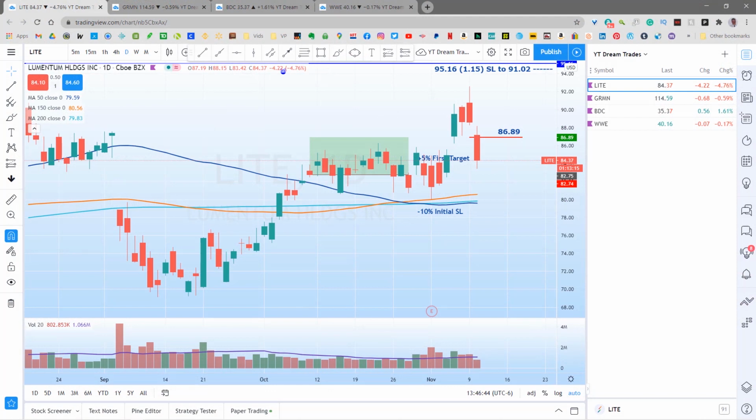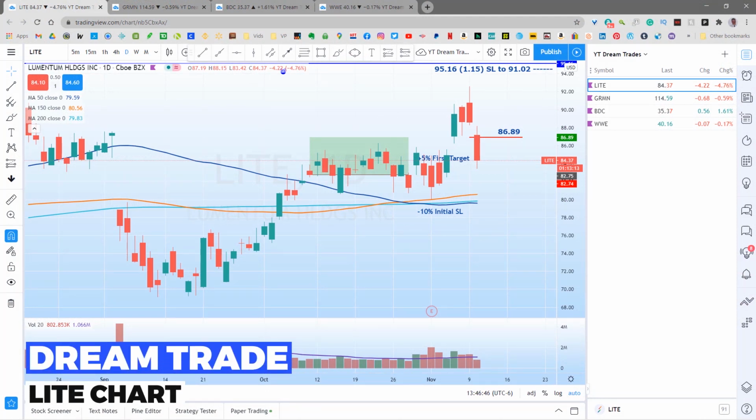Our active Dream Trades include Lumentum Holdings, or LITE, which pushed up to 110% of our entry price. I pulled the trailing stop up to 86.89, which was the 105% level, which was then hit on Tuesday. So we got some nice profit on this, and we're done with LITE for now.